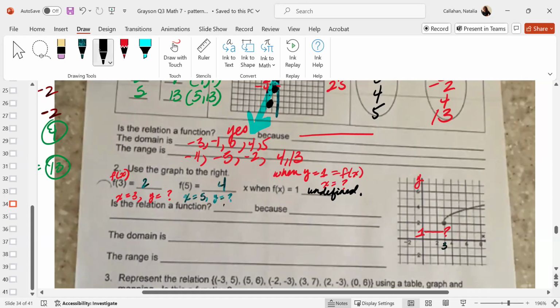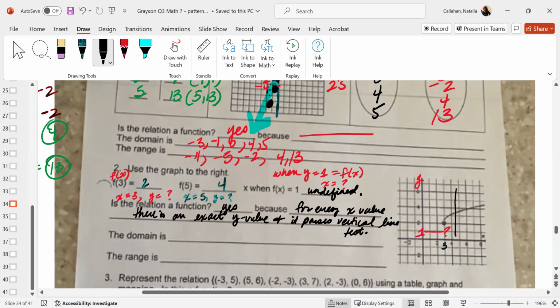Is this a function? Yes. Remember, for every x value, there is an exact y value, and it passes the vertical line test, which means if I draw a line, look over here. I draw a line right here. How many times does it hit the graph? If I draw another line, how many does it hit the graph? Does it ever hit the graph more than once when I draw one line? No, so it's a function. Did you ever talk about the vertical line test?